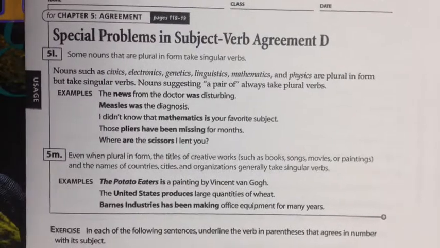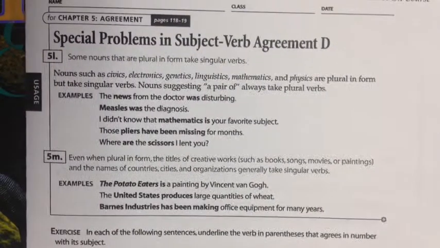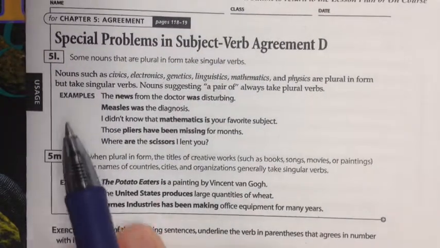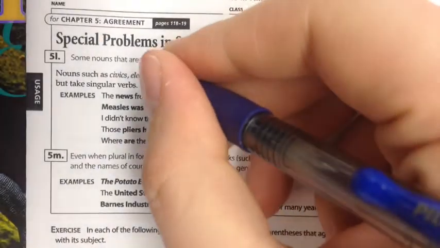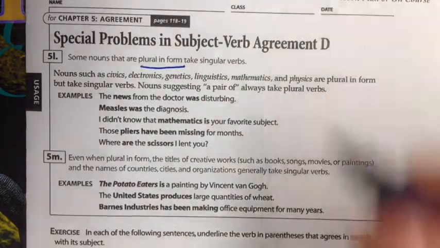All right. So on the back side here, we have something else. This is a special rule. Some nouns are plural in form, and plural in form. What plural in form means is that it ends in S.